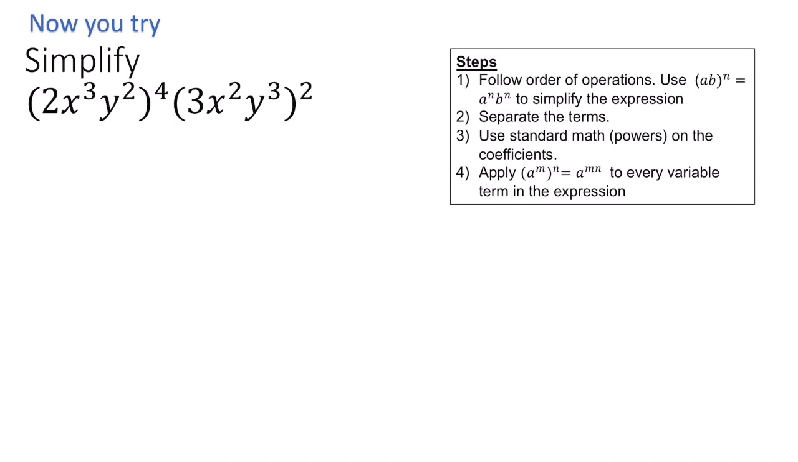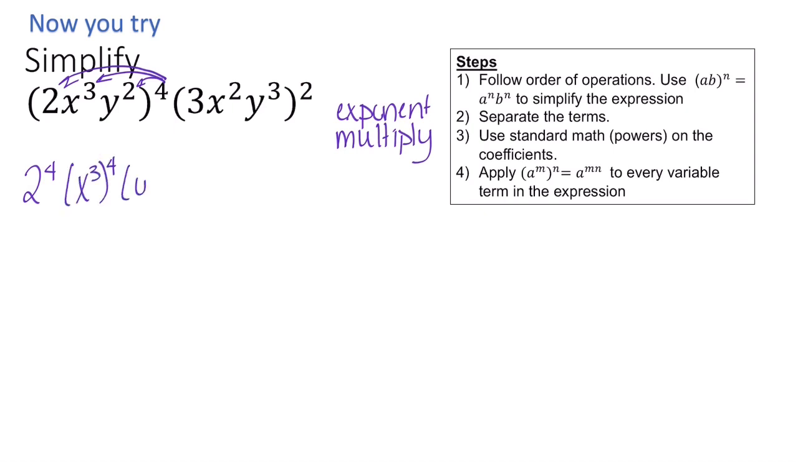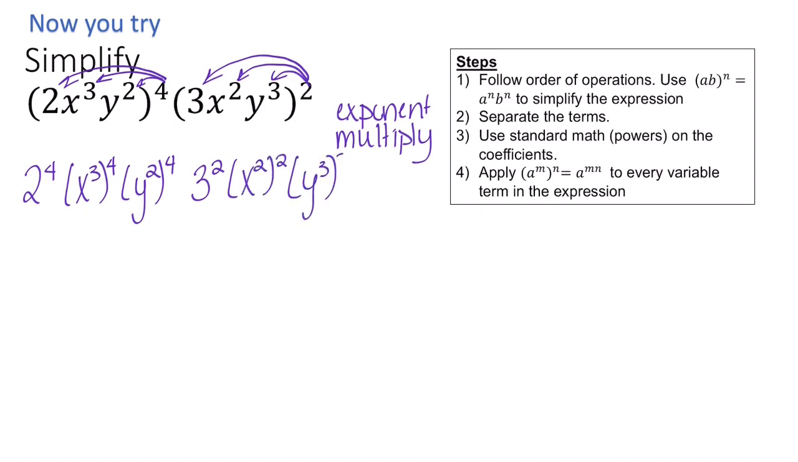So in this example, once again, we have an exponent and we have a multiplication. So we're going to do the order that PEMDAS tells us, and we're going to do the exponent before we multiply. So I'm going to start off with this exponent of 4, which is going to go to everything on the inside of this term. So that gives me 2 to the 4th, and then I have x cubed to the 4th, and I have y squared to the 4th. Well, in my second term, I also have an exponent, which is going to go to everything within the parentheses. So that gives me 3 squared, x squared squared, and then y cubed squared.